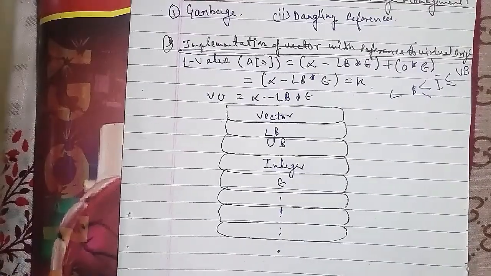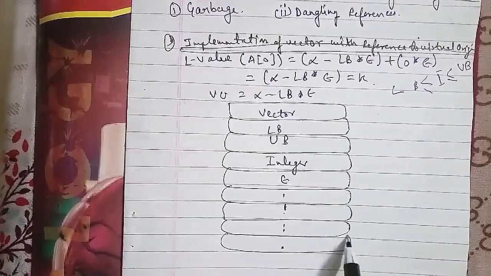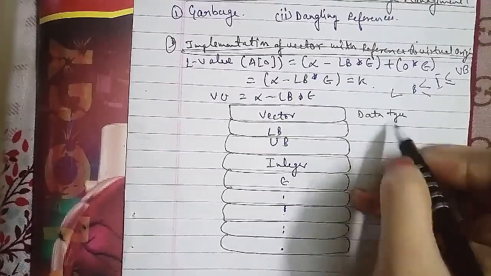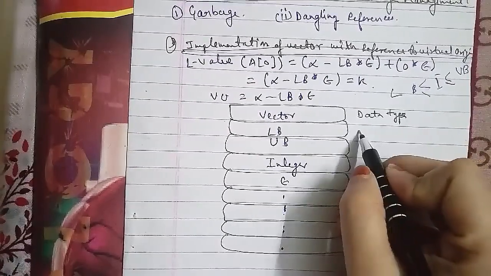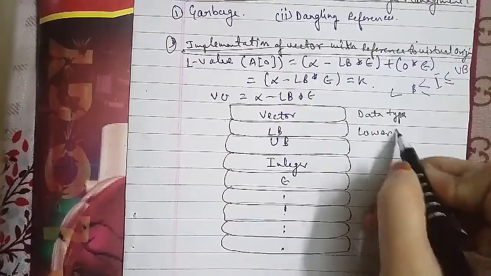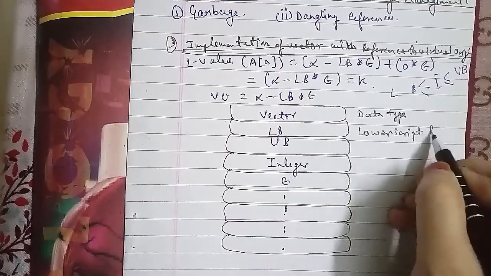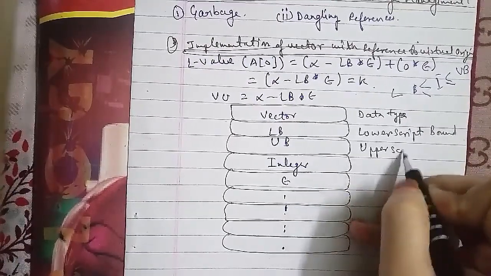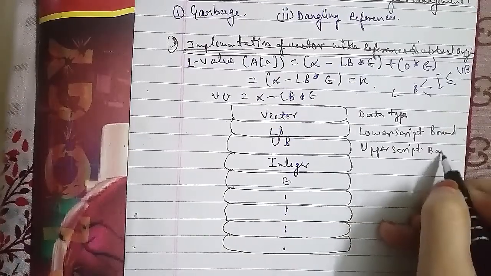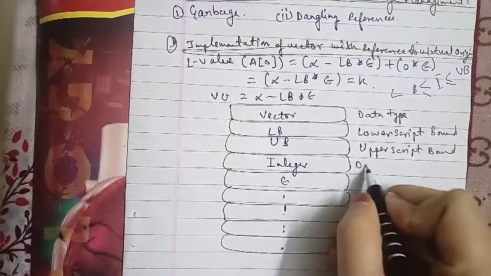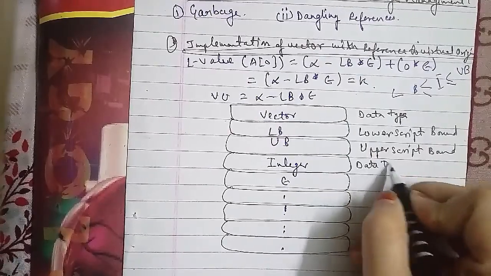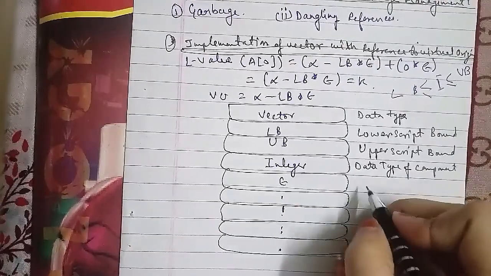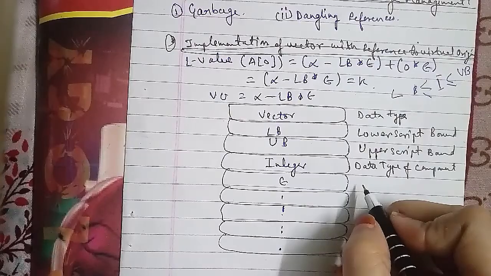Here, this is your data type, and that is your lower subscript bound, this is your upper subscript bound, this is your data type of component, and another one is your size of component. A is your size of component.